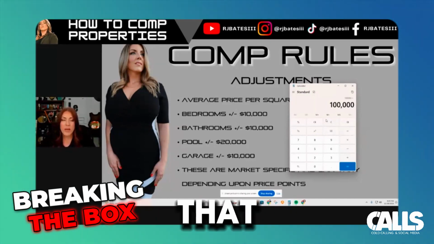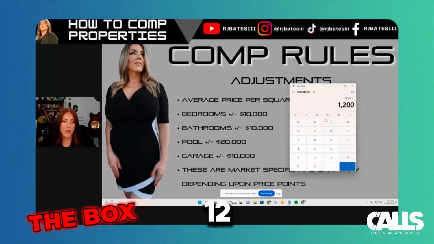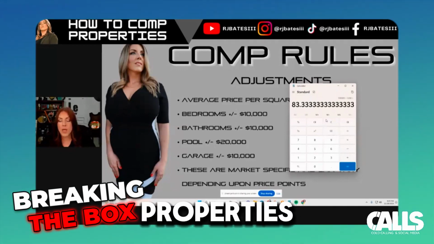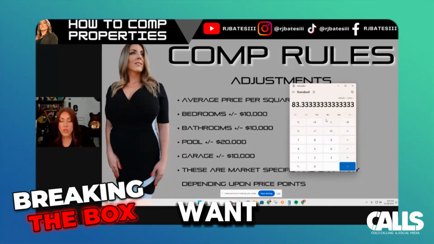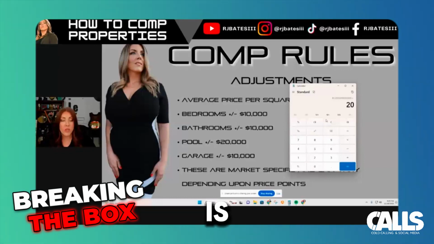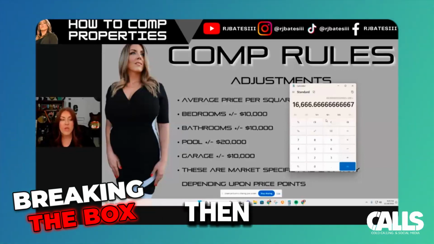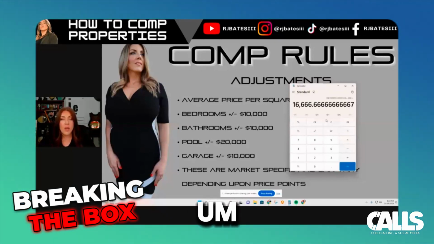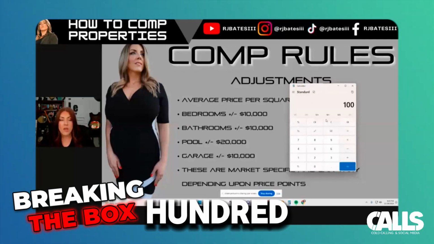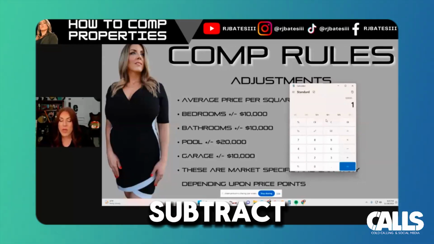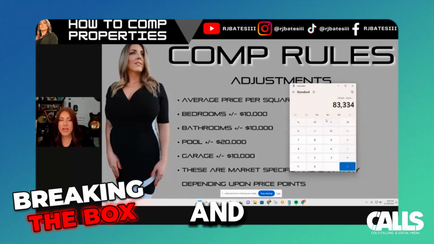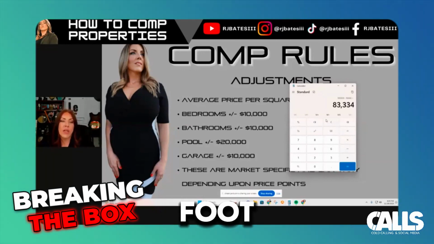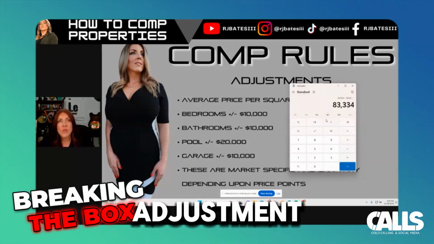So if you divide that by the average square footage, which we said was 1,200, you end up with $83 as a price per square foot for your comp properties. And so what you would want to do is multiply that by the difference, which is 200 square feet. And then you have a $16,666 difference. So you would take that $100,000 and you would subtract that amount. And that's the adjustment that's going to be made on an appraisal for the price per square foot. So you have to understand that this is an adjustment on an appraisal.